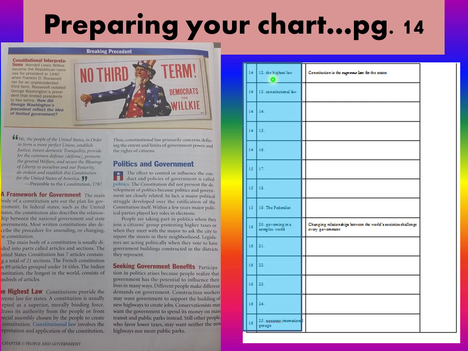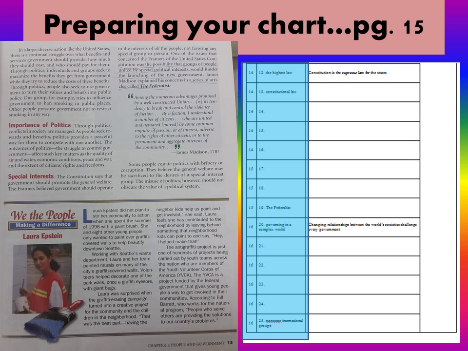Number 12 and number 13 I put there, but number 12, the highest law, we put that there because it's red. Then if you skim, you got constitutional law next, so that went there. Now, keep skimming. Politics and government, that's big, big blue letters. That's going to go here in number 14. Politics, blue word, number 15. Skim. Seeking government benefits is red. 16.